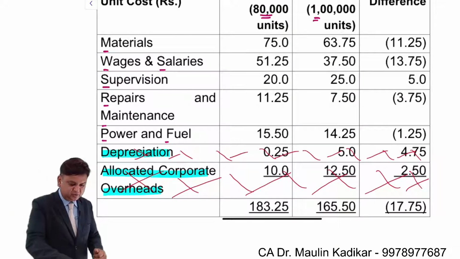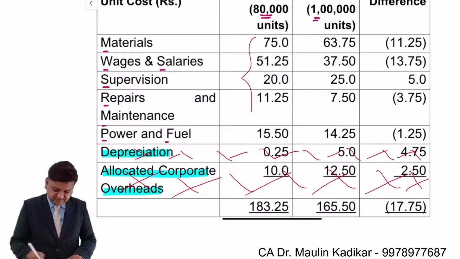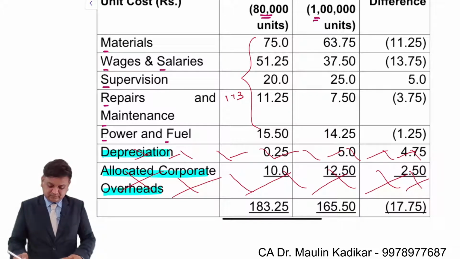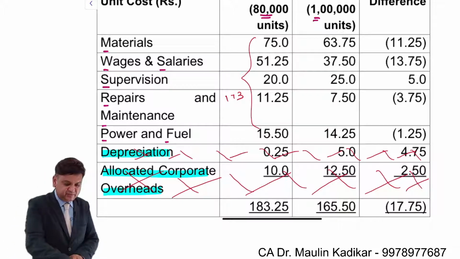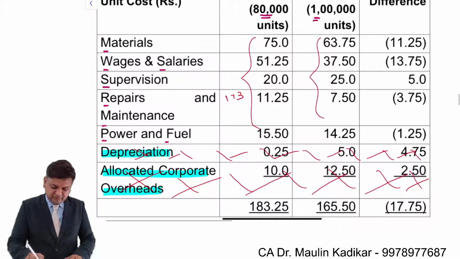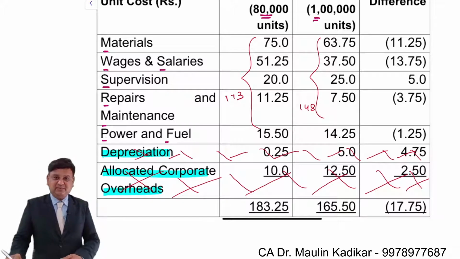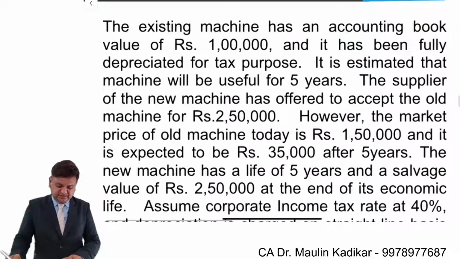So 183.25 minus 0.25 minus 10 rupees. We understand that the variable cost is 173. Later on it is 165.5 minus 12.5 minus 5. So this comes to 148. This is the way the variable cost will be calculated on a per unit basis.